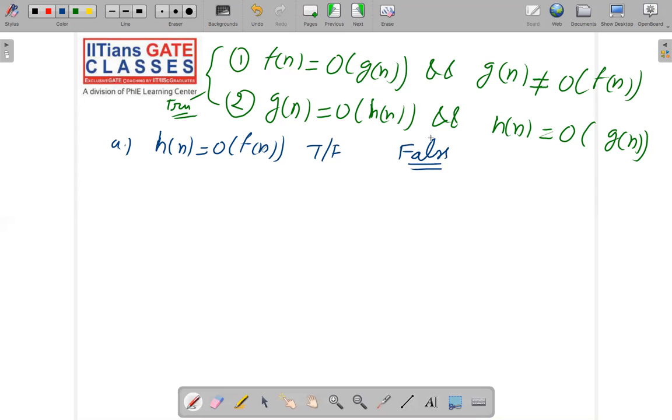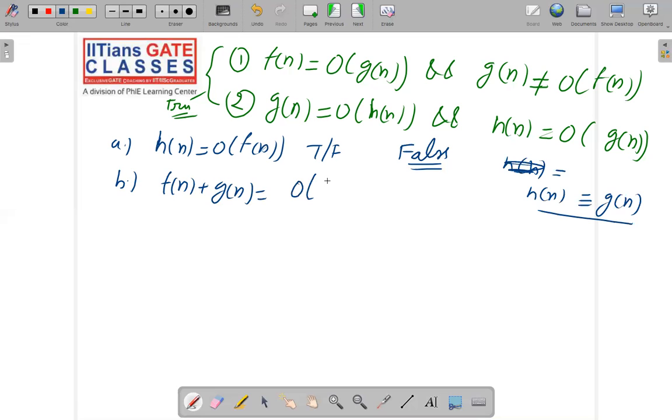If you think logically, this is already false because Hn is kind of equivalent to Gn, because Hn is equal to order of Gn and Gn is equal to order of Hn. So these two are kind of equivalent. Hn is kind of equivalent to Gn already, right? And Gn is not equal to order of Fn. So this is false. Second one is Fn plus Gn equal to order of Hn.